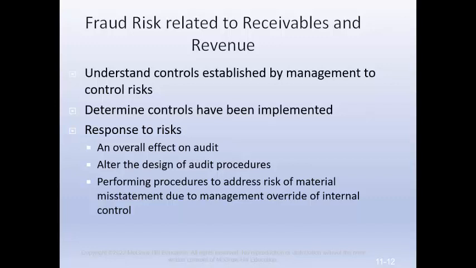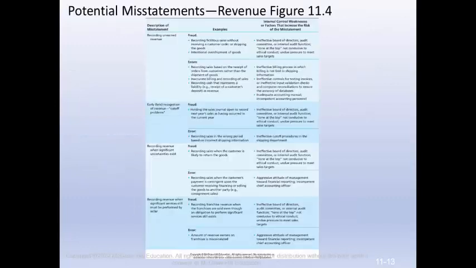Some of the auditor's responses to risk will have an overall effect on the audit, such as assigning more experienced personnel. Others will include the design of specific audit procedures, such as confirming accounts receivable at year end as opposed to an interim date, or by performing procedures to further address the risk of material misstatement due to management's override of internal control. This chart lists many of the potential misstatements associated with revenue and the associated internal control weaknesses or factors that increase the risk of misstatement.